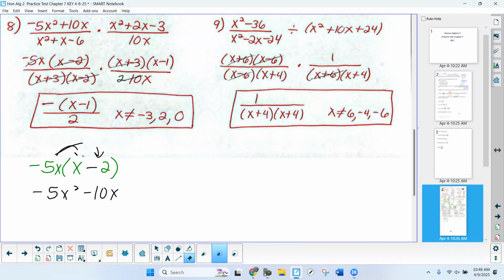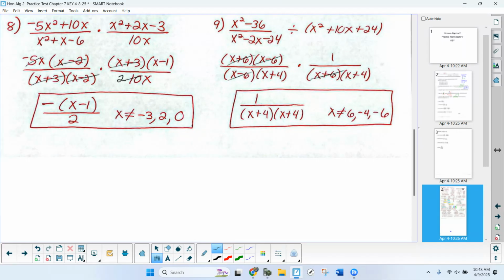Now, at this point I identified what x was not allowed to be: negative 3, a positive 2, and 0. You guys are pretty good about canceling the x plus 3's, canceling the x minus 2's. But now you got to think about if I have negative 5x over positive 10x, what happens to the x's? And what do you have left? Negative 1/2, right? So negative x minus 1 over 2. Now if you happen to distribute that in the numerator and tell me negative x plus 1 over 2, I would most certainly accept that as well. Questions on 8?